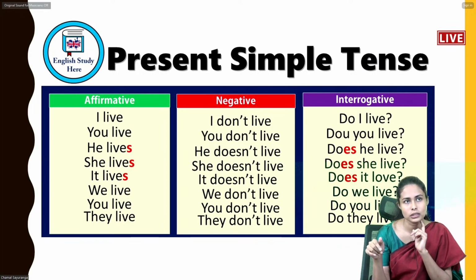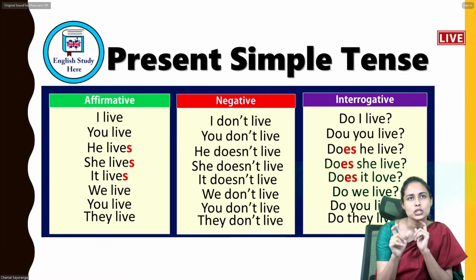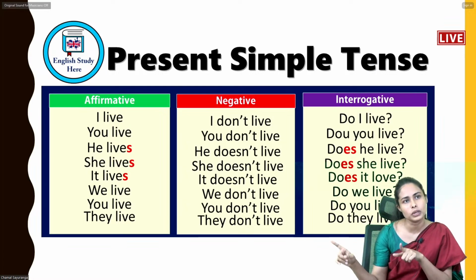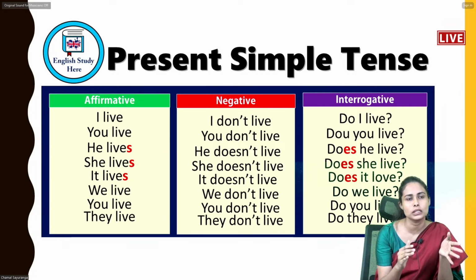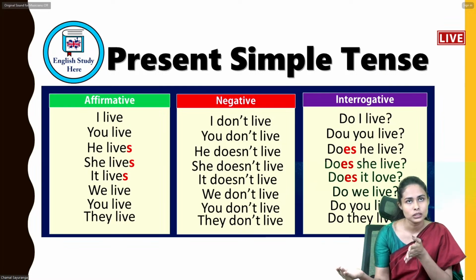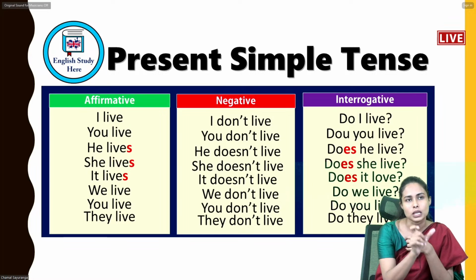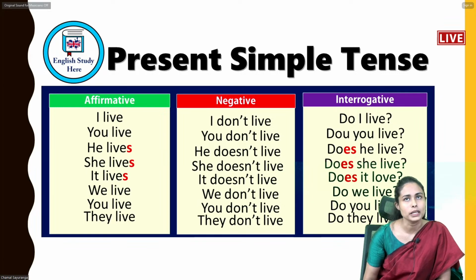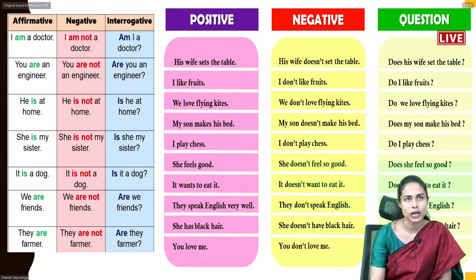It is incorrect, right? You can't use does she lives because does already indicates a singular subject. Therefore, does she live. Make sure to use the base form of the verb if you are asking a question related to a singular subject. Does she live, does it love, does he live, right, and so on. Make sure you are not using the s form of the verb when you are using a singular subject in the sentence, right? And here I have more examples.